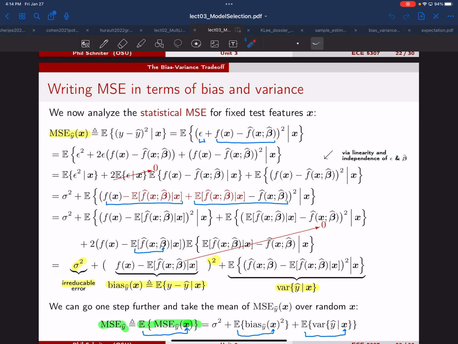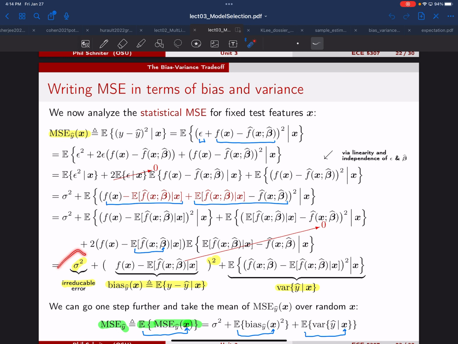Then we went through this long derivation. In doing it, the main things we used were linearity of expectation and the independence property that allows you to decouple expectation when it's the product of two independent statistical quantities. The outcome of all this was an important way to break down mean squared error into three terms. The first term is the irreducible error. The second term is the bias squared. And the third term is the variance.